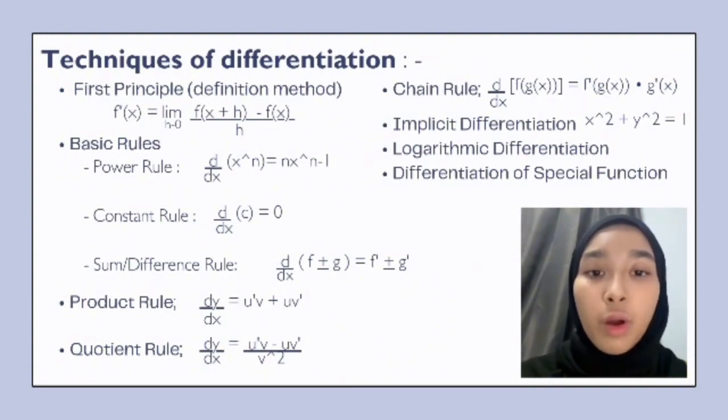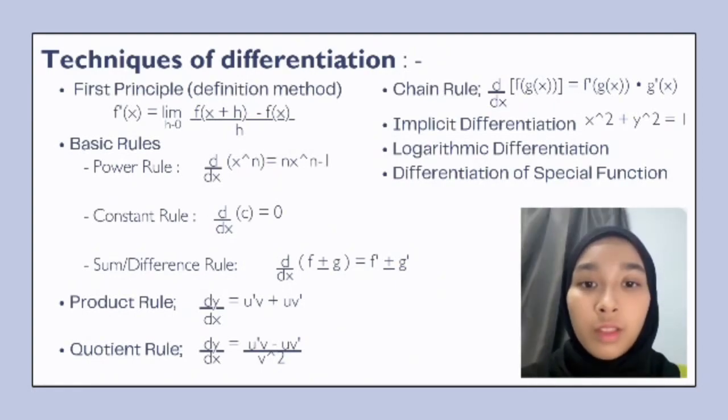Next is the basic rules of differentiation. The first rule is the power rule, where if y equals x to the power of n, the derivative is n x to the power of n minus 1. Second is the constant rule, where the derivative of a constant is equal to 0, and the third is the sum or difference rule, that f plus or minus g equals f prime plus or minus g prime.